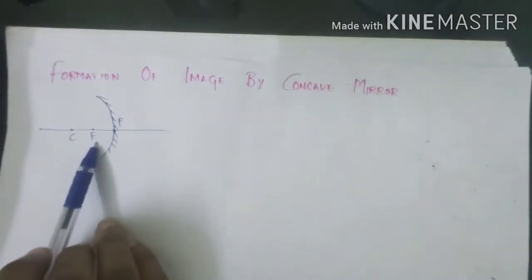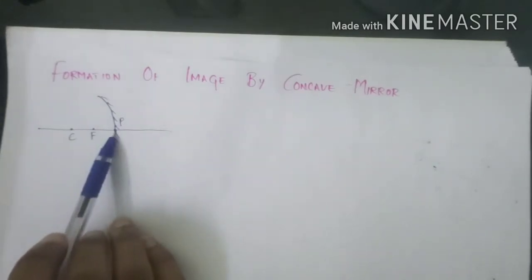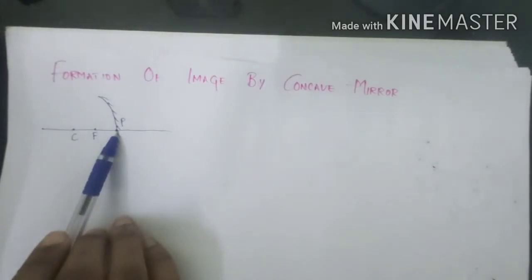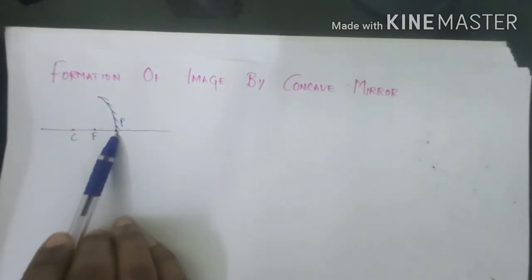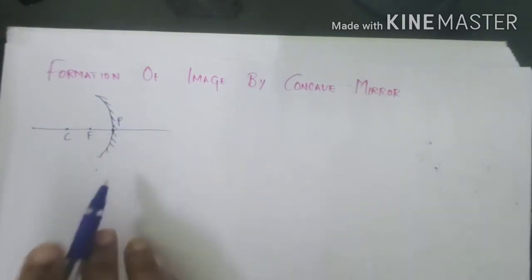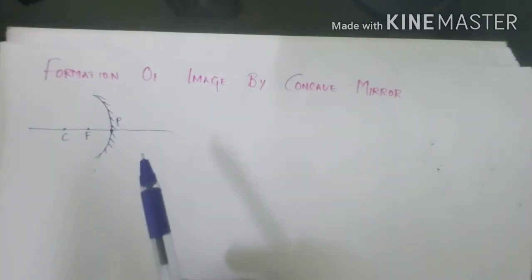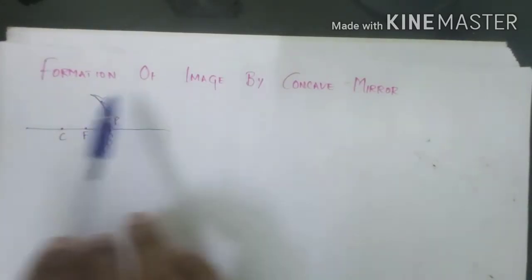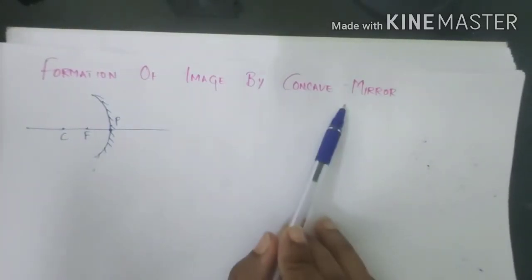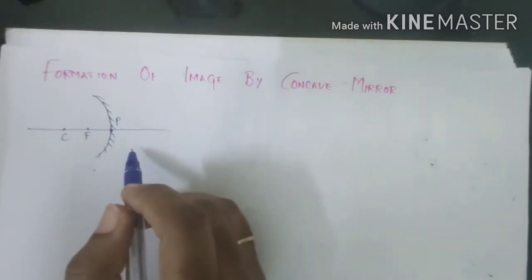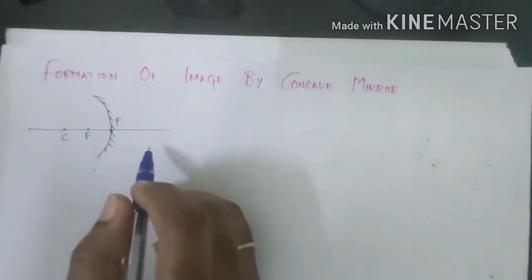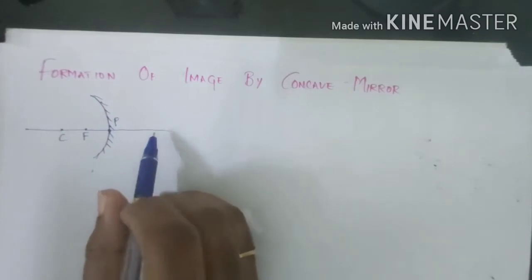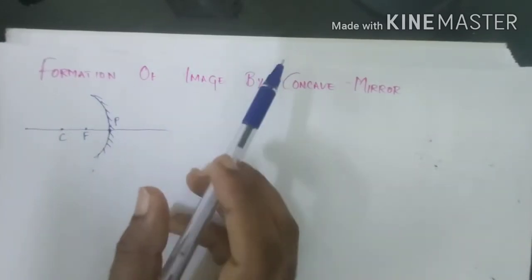To know what is principal focus, center of curvature and pole, just go through my videos on spherical mirrors, terms related with it, and how the light gets reflected. That is part 2. If you know how light gets reflected in concave mirrors or spherical mirrors, then understanding this becomes quite easier. I have given the link in the description, just go through it. Now see how the image gets formed in a concave mirror.